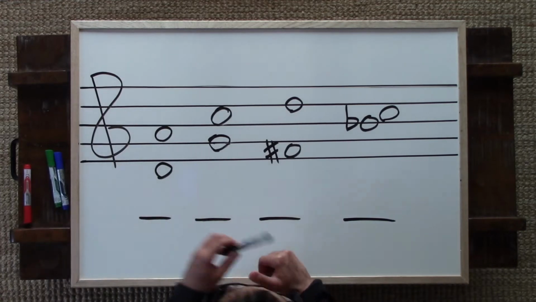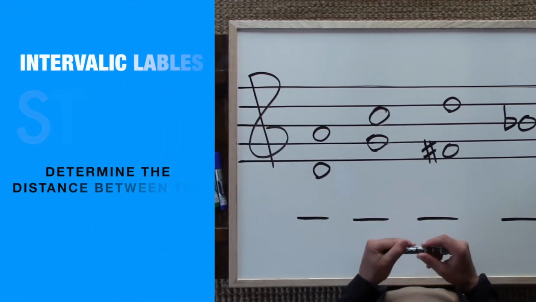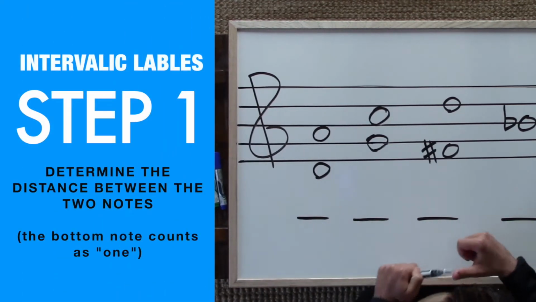So here we are at the whiteboard, and I have written down 4 intervals that we are going to analyze and write the labels for. So let's get right to it. Step number 1 is to figure out the distance.